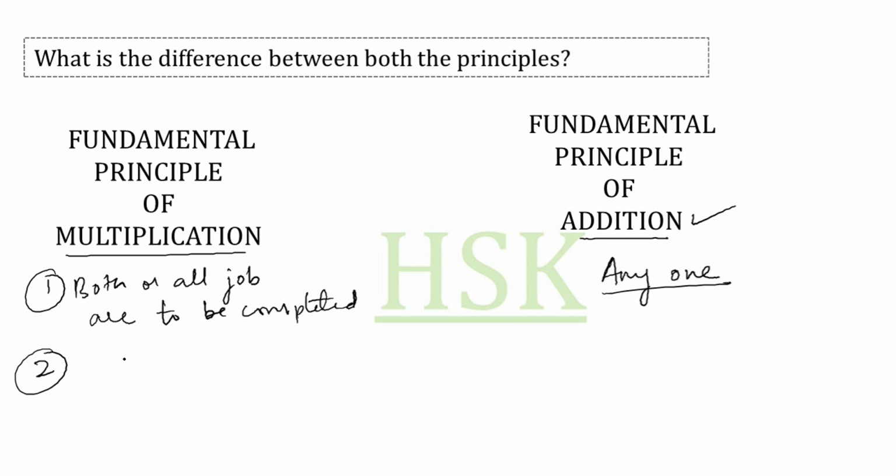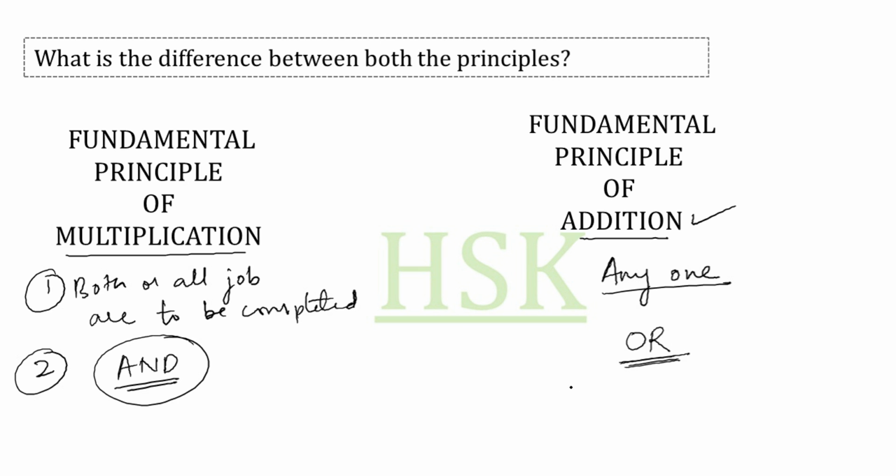And in multiplication, the main word is "and." When you consider the jobs, you find that the first job is to be done and the second job is to be done. Without using this word "and," you cannot complete the condition. And whenever you have to apply the fundamental principle of addition, the main word that would be used is "or." You have to do this job or that job.